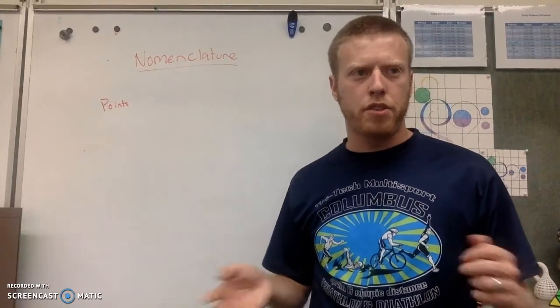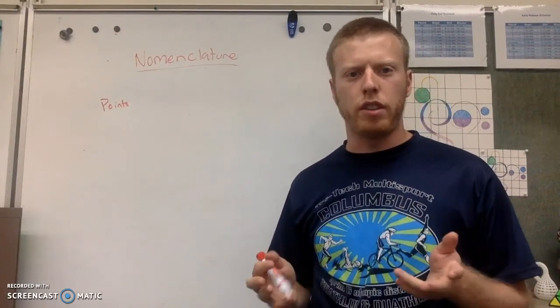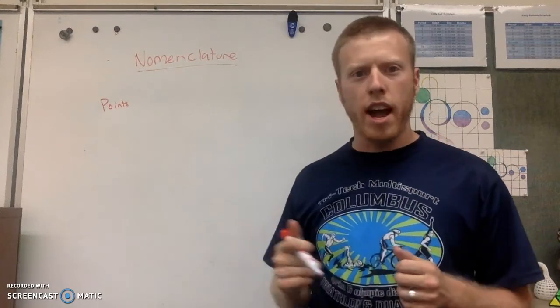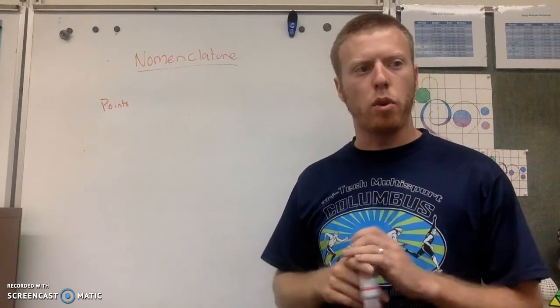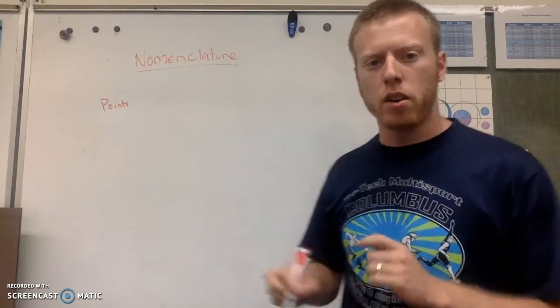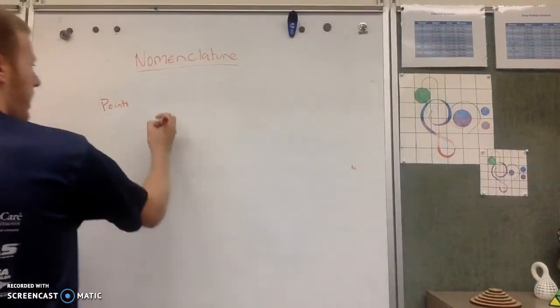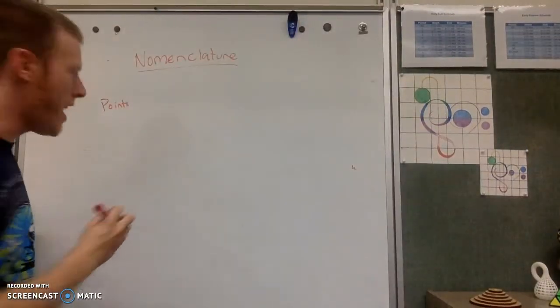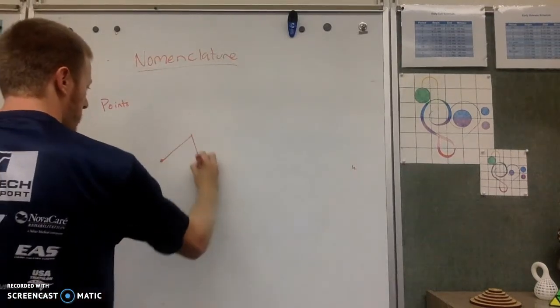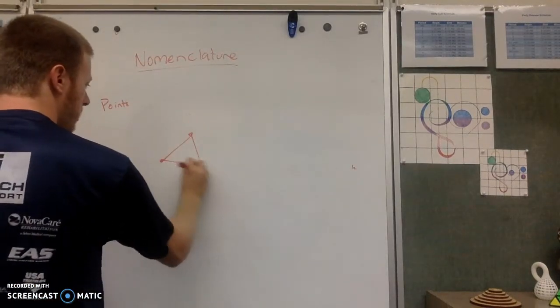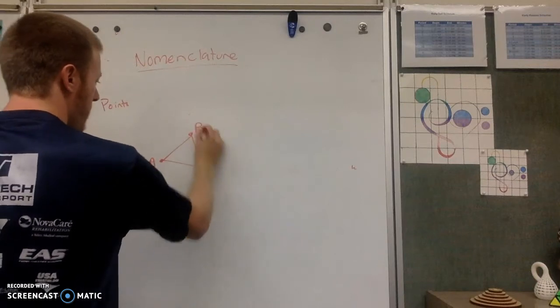Okay, so you just finished the last flipped classroom on just general definitions. But what we're going to get into now is the nomenclature, what we're going to use to denote them. Okay, so when we have a point here, if I want to refer to a point A, let's say we've got a diagram of a triangle. We have point A, B, and C.